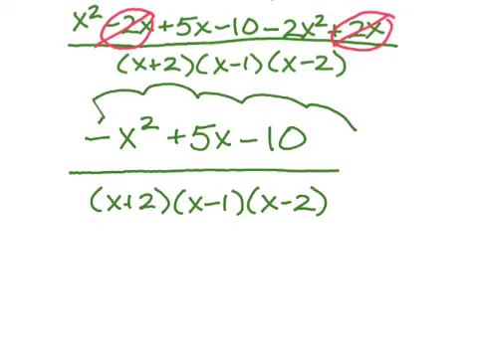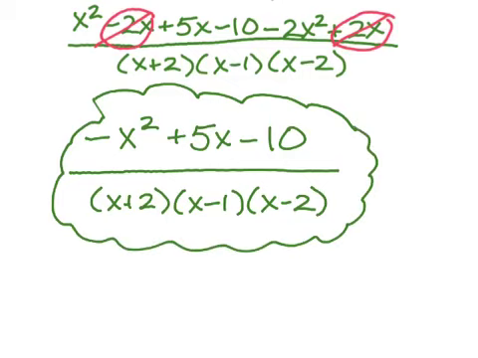So here we go. The solution to this problem is minus x squared plus 5x minus 10 all over the common denominator, x plus 2 times x minus 1 times x minus 2.